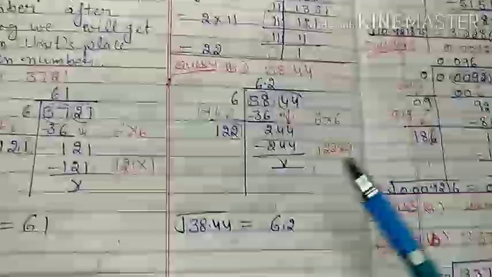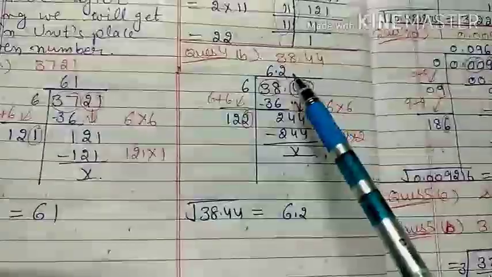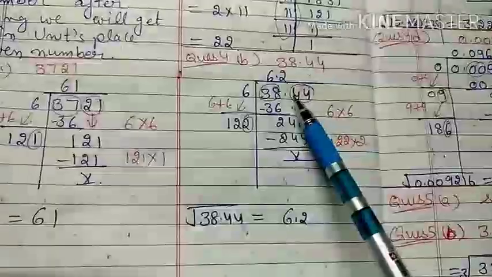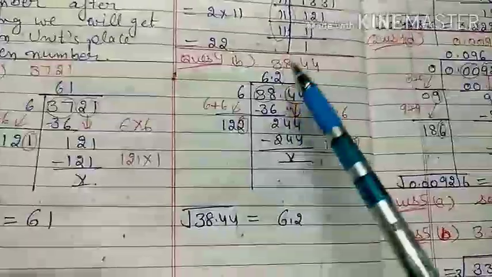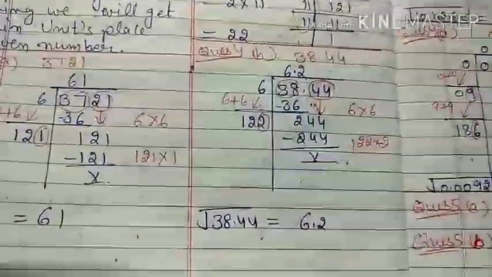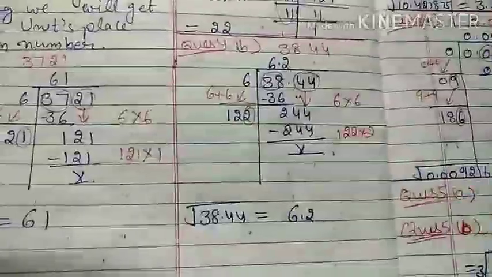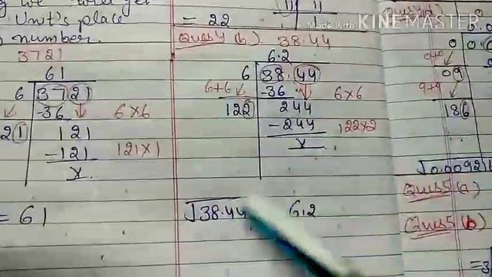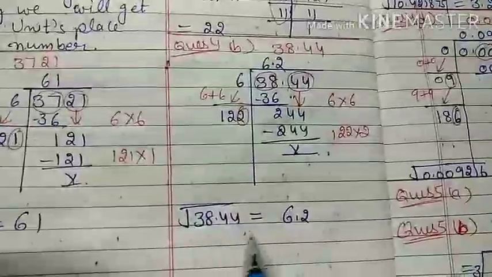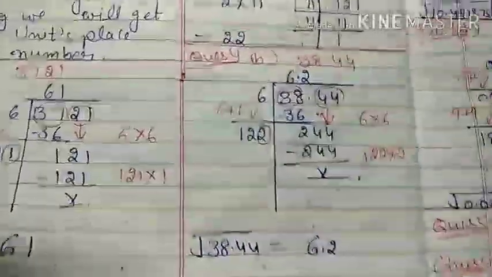When you multiply 122 into 2, that gives me 244. Remainder is 0. That means there is a decimal in the dividend, so the same decimal should be kept in the quotient when you move beyond the decimal. So the square root of 38.44 is 6.2.